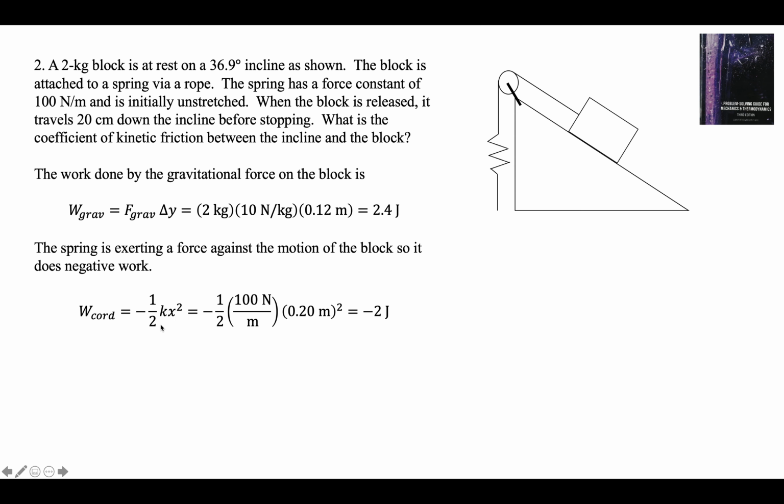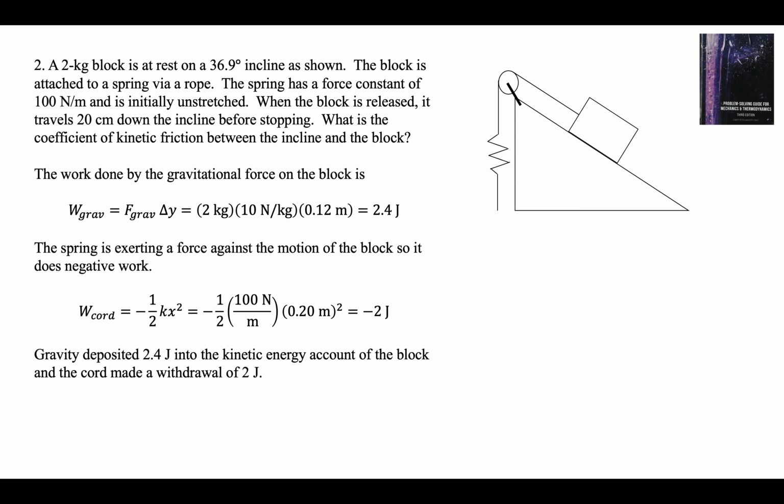The spring is exerting a force opposite the motion, so it does negative work. The work done by the cord is minus 1/2 kx squared. There's the spring constant given. The spring gets stretched 20 centimeters when the block goes 20 centimeters down the plane. So that's 0.2 meters, and we get minus 2 joules for the work done by the spring.